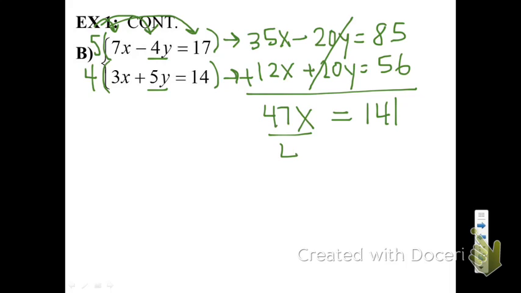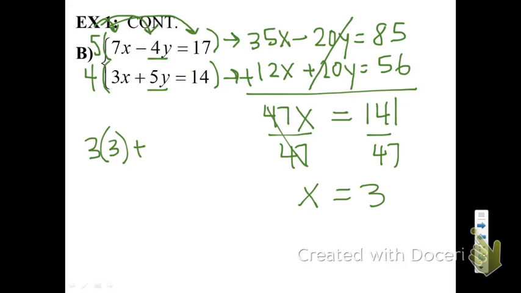We'd now divide by 47. x equals 3. Once you have this 3, you're going to go back to an original equation and solve. I'm going to use the bottom equation because there's no negative values in there, and I don't have to worry about any sign changes.